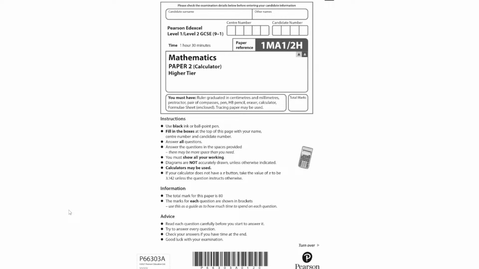In today's video, we'll be going through paper 2 from the June 2022 series, which is calculator. So do make sure as we go through this that you have your calculator, and specifically your scientific calculator, not just your phone. You want to be practicing this with the actual calculator that you'll have on the day in the exam.